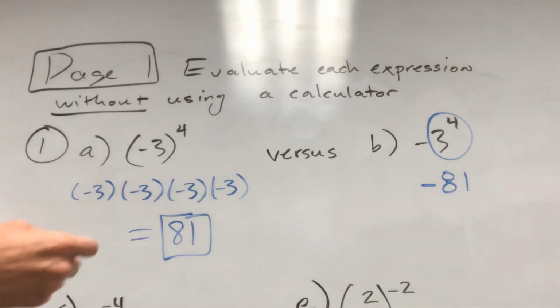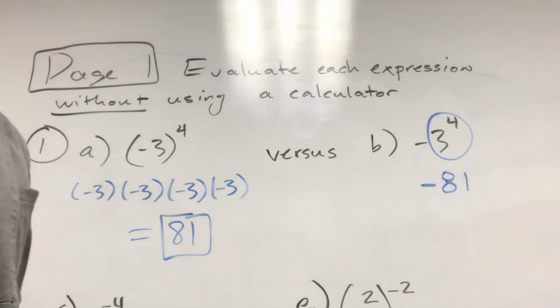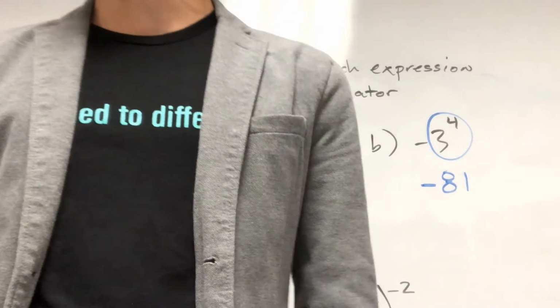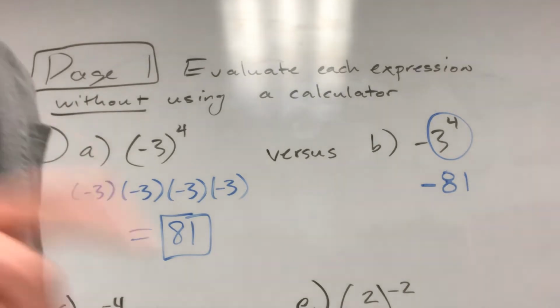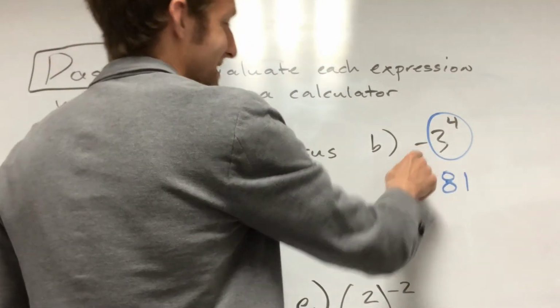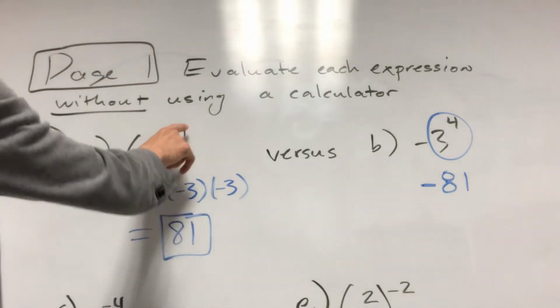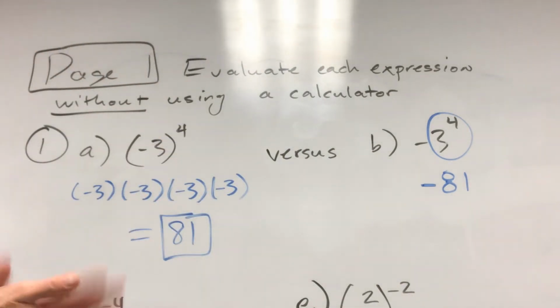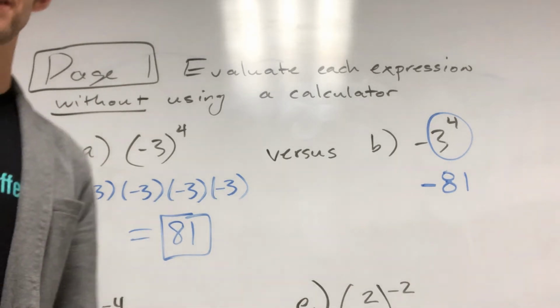All right, I see this error way too often in Algebra 2. Like, Mr. Yak, my calculator told me wrong. The calculator does exactly what you want it to do. This means take 3, raise it to a 4th, and stab it with a negative. This one here means take -3, multiply it by itself 4 times. That's why it's 81 versus -81.